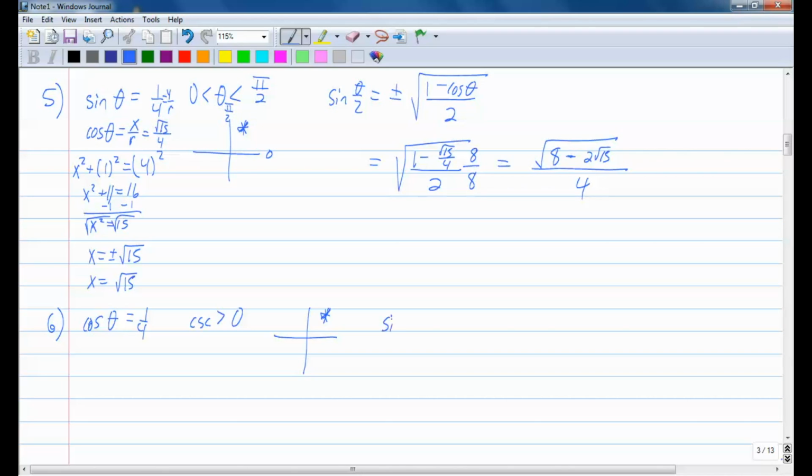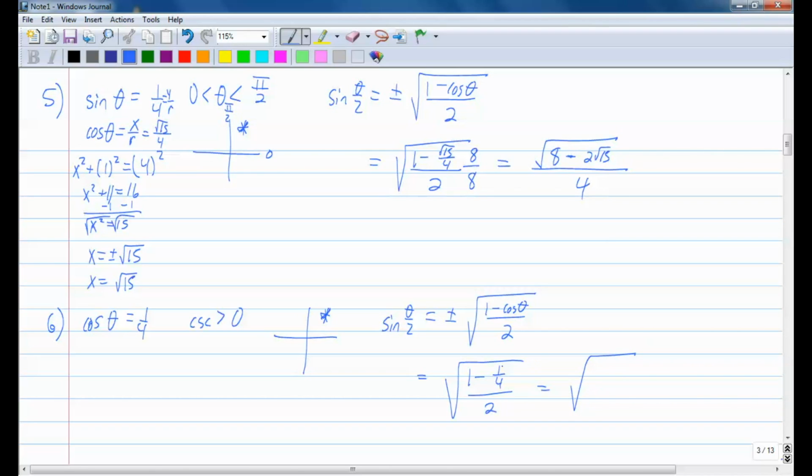I want to find, again, the sine of theta over 2. So I use the same formula that I used on the previous problem. The only difference in this problem is I'm given cosine of theta at the beginning, so I don't have to solve for it. So I can go right to the formula. It's going to be plus, since we're in the first quadrant. I usually don't write that in front, but the square root of 1 minus, we were given that cosine of theta is 1/4. So 1 minus 1/4 all over 2.